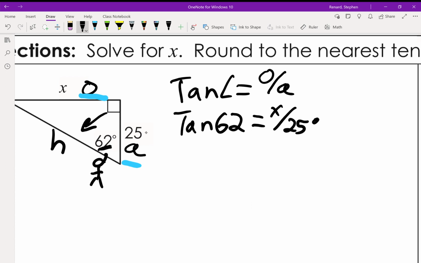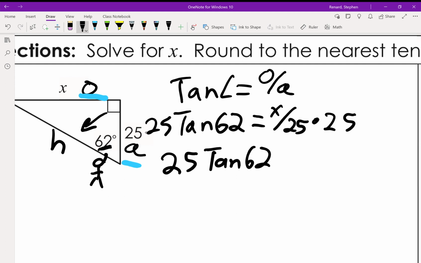So here, multiply both sides by 25. So that's going to give us 25 tangent of 62 equals x. And if you have a calculator like the one we're using at school, that's all you do. Just type in 25 tan 62, enter. It'll give you the answer.